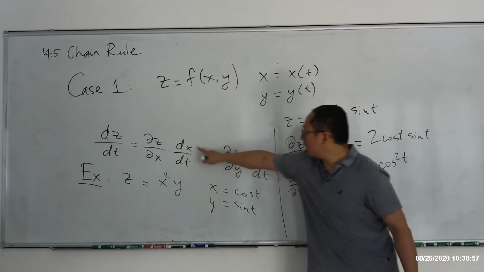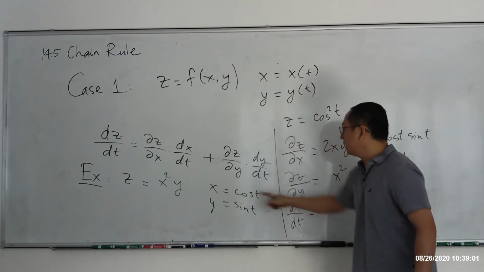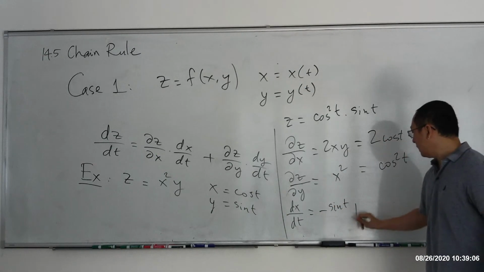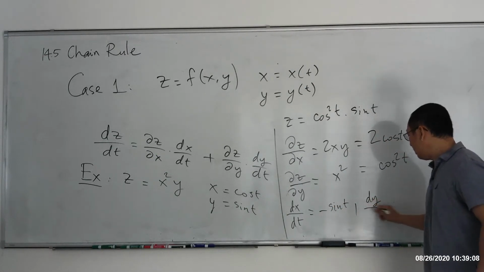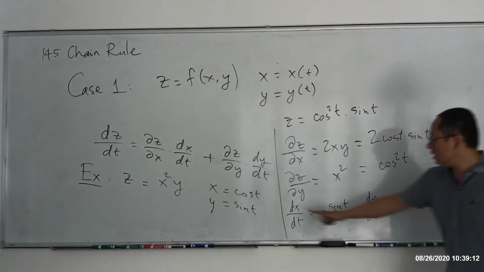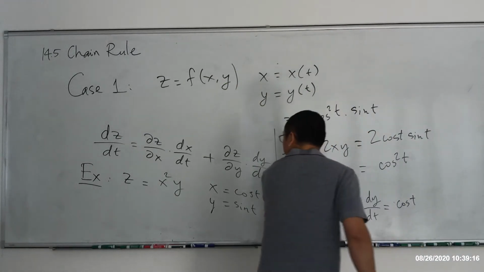Now you calculate dx over dt. dx over dt, the derivative of cosine, is negative sine t, and dy over dt is cosine t. Now you put them all together.